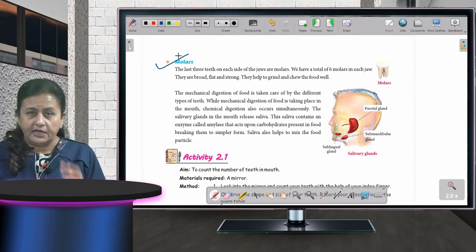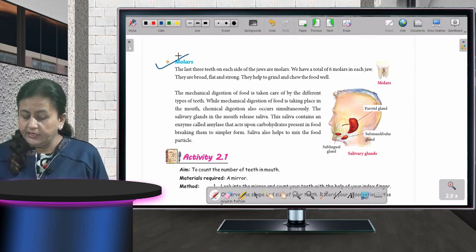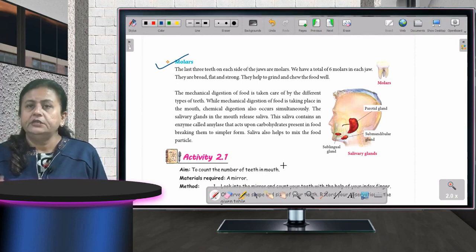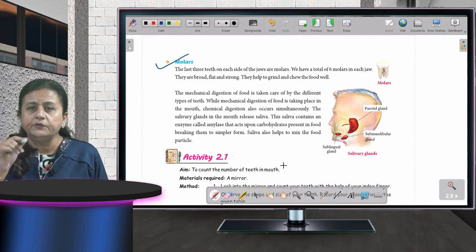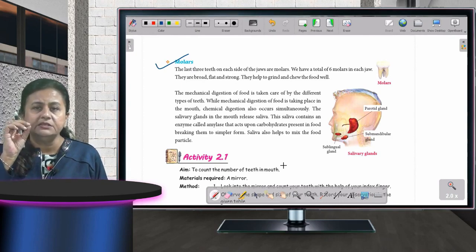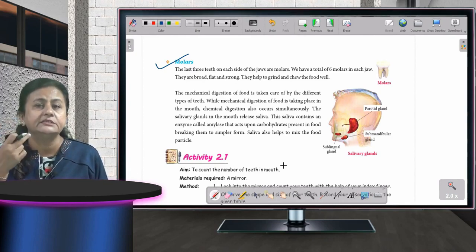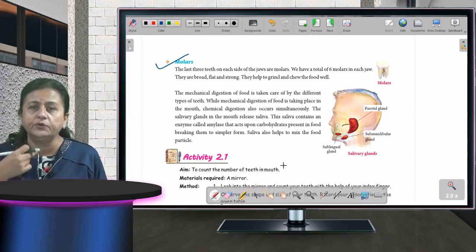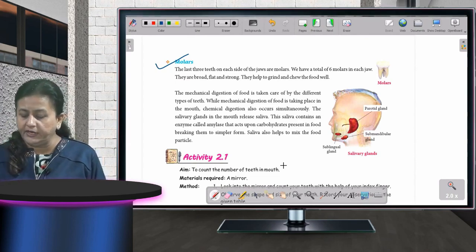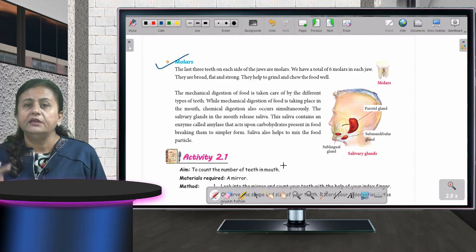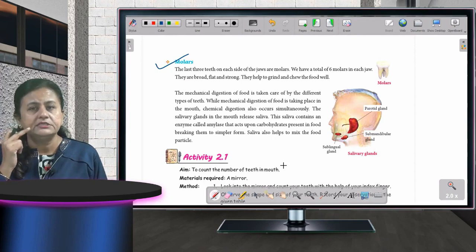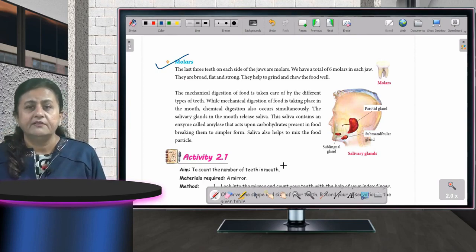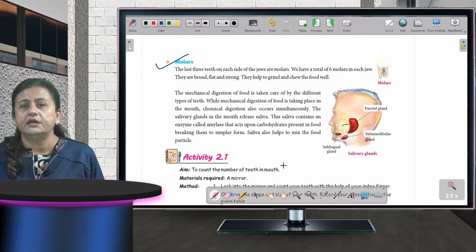Am I clear? Now the mechanical digestion is going on inside our mouth. With our teeth, we are making big pieces into small pieces so that they are easily digestible and easily go inside the food pipe. But at the same time, in our mouth we have teeth, we have tongue, and we have saliva also. Saliva is the watery part in our mouth.